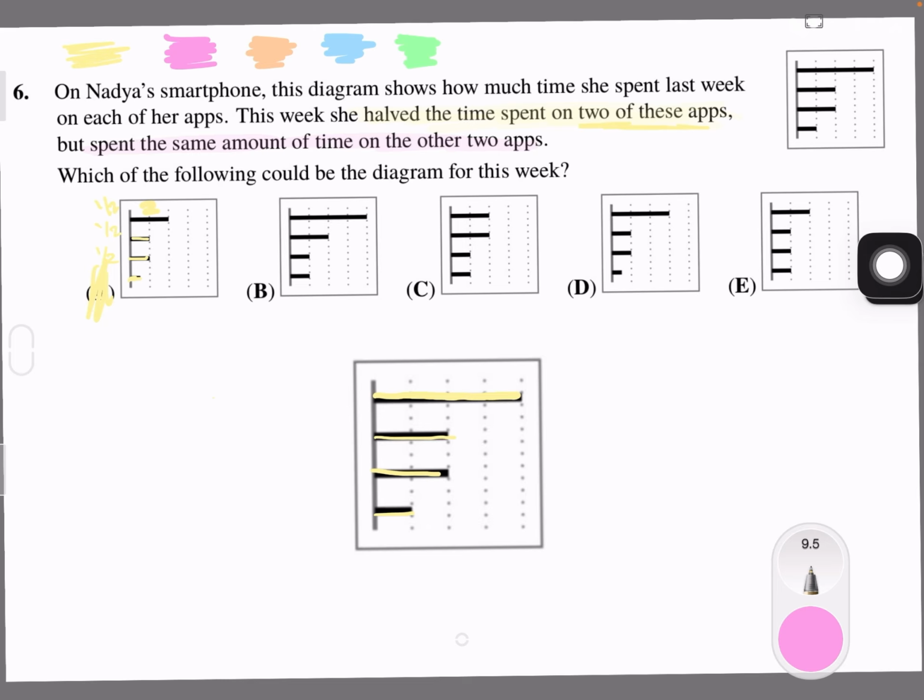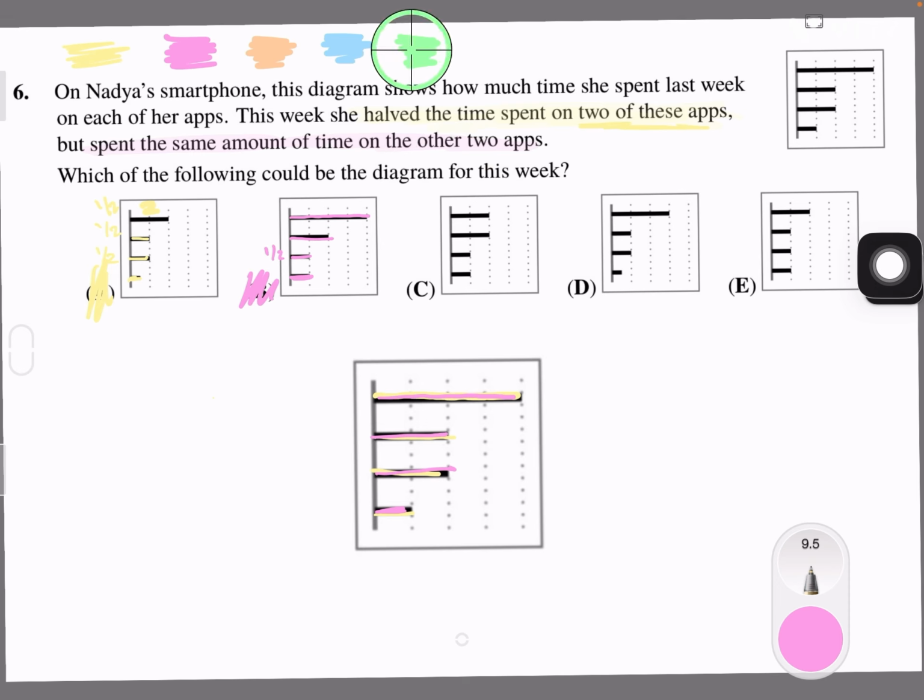Next, let's look at B. For B, the first one goes to 4. Next, for the second one, it goes to 2, so this also stays the same. The third one goes to 2, and it goes to 1 here, so the third one's been halved. But the last one stayed the same. Now, as I've said before, she's halved 2 of these apps, but in this graph, only one of them's been halved. So B can't be the answer either.